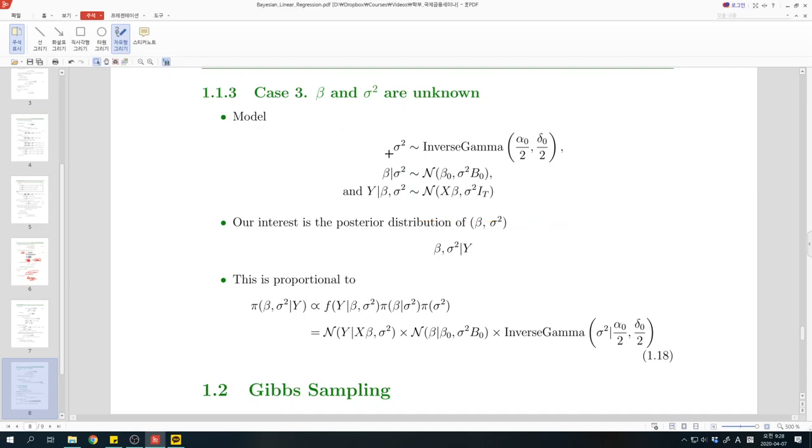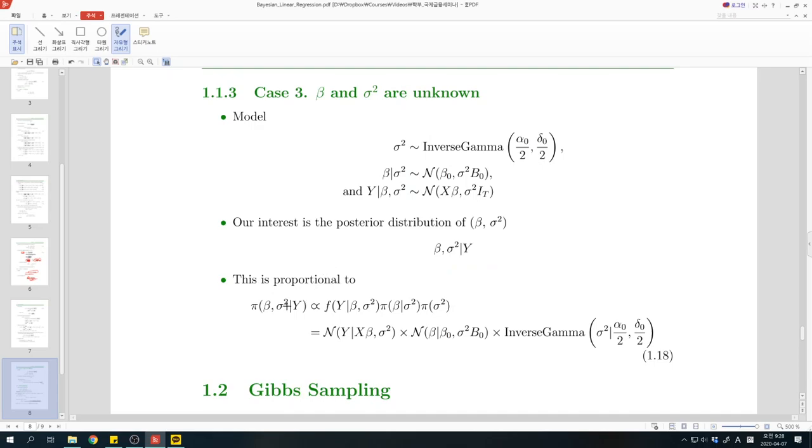Sigma square is generated first, and given sigma square, beta is generated, and then given beta and sigma square and x, y is generated from this normal distribution. Our goal is to figure out the posterior distribution of beta and sigma square. This is our job to do, right?